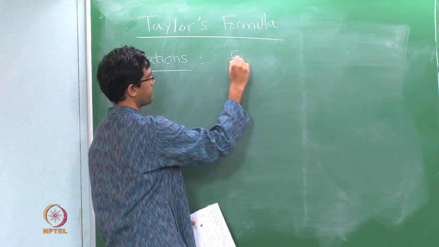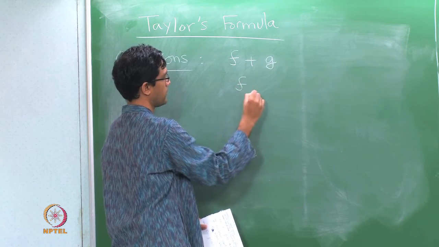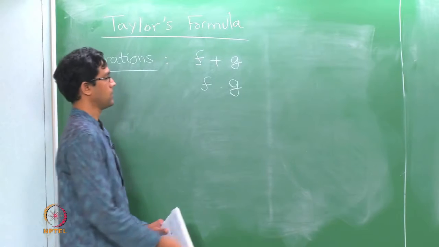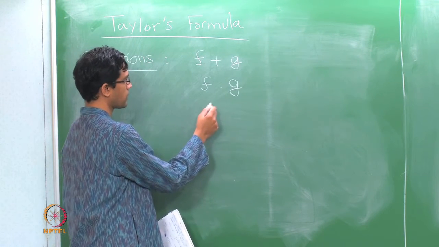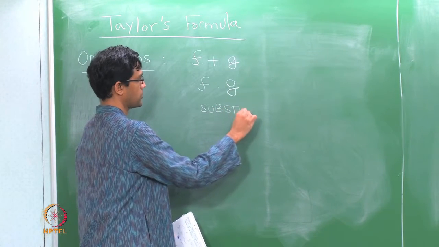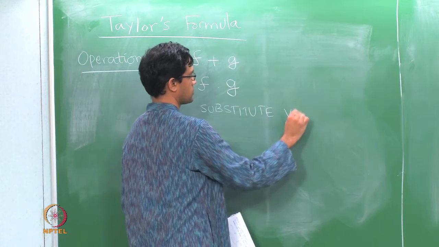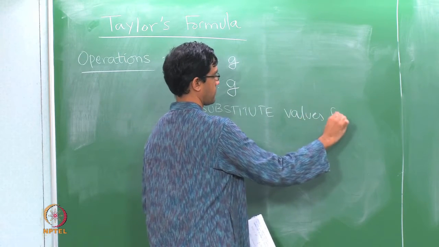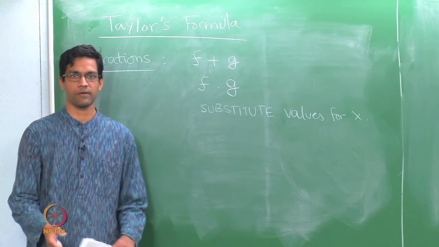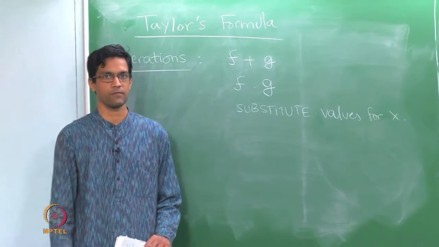If f and g are polynomials, we define what the sum means. We recall what the product of those two polynomials means, right? And there's another thing we could do, which is a substitution: substitute values for x, where x is the variable. So these are more or less the three things we have done so far. You can take sums, you can take products, you can substitute a value for the variable.